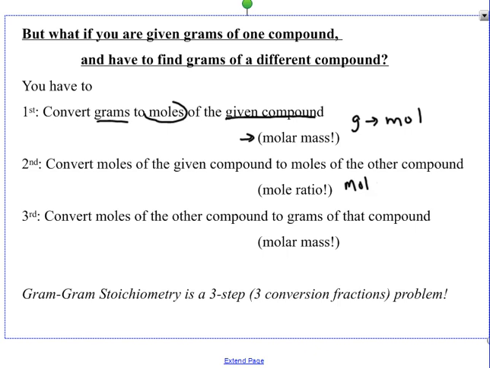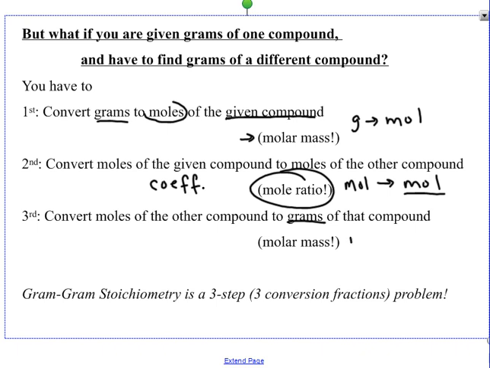So in this case, you'll be going from moles of one substance to moles of the other substance, and this is just like what we've done so far, the mole-mole ratio. And so to do that, you will use the coefficients from the balanced equation. So this middle conversion fraction is just like what we were doing in mole-mole stoichiometry. If you leave the problem here, you'll have your answer in moles of the compound of interest, but most oftentimes you're going to be asked to convert this quantity into grams of that new substance.